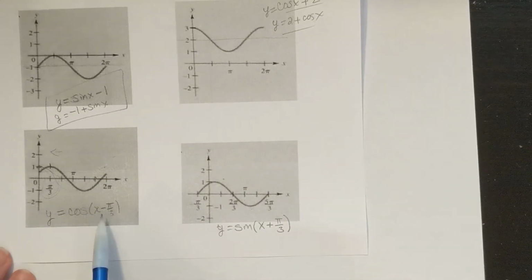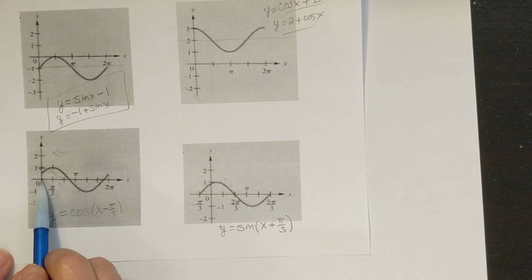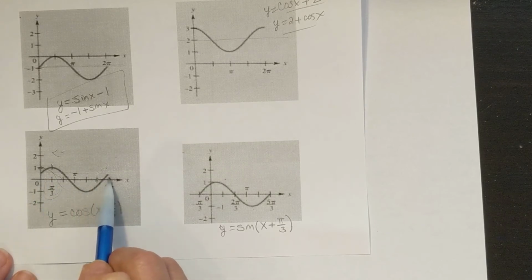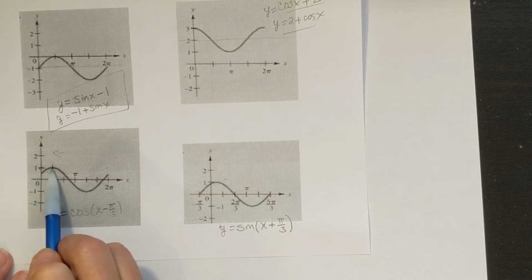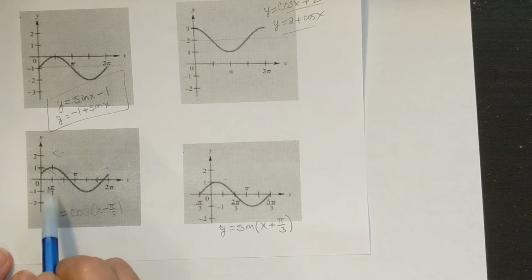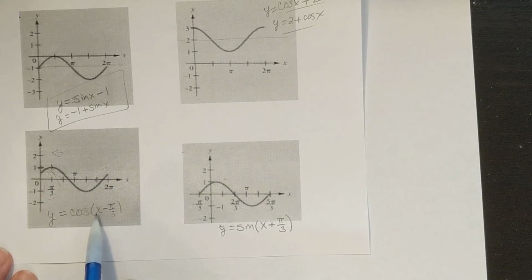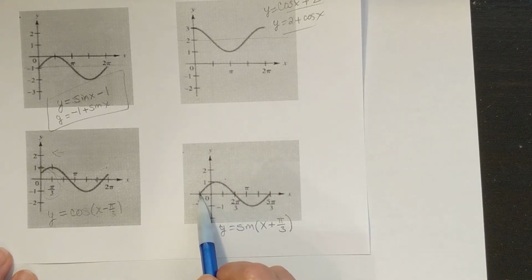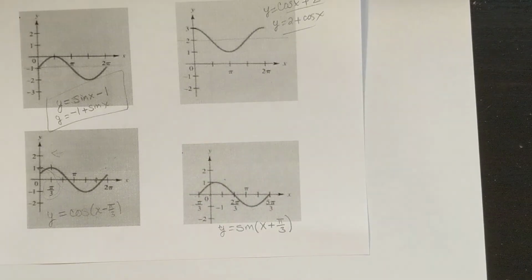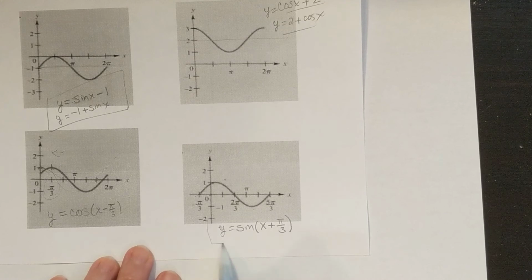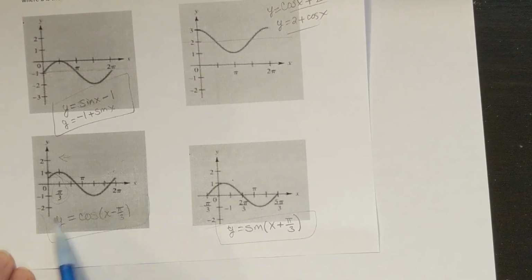Let me go back and make sure I did this one right. What happened here? This was our cosine wave that got shifted to the right. So I would say this is cosine shifted to the right, pi over 3. Yes. And this got shifted to the left, and so I would say sine shifted to the left, pi over 3. Okay, yep, that's right. That's how you can go about figuring out the equations for these guys.